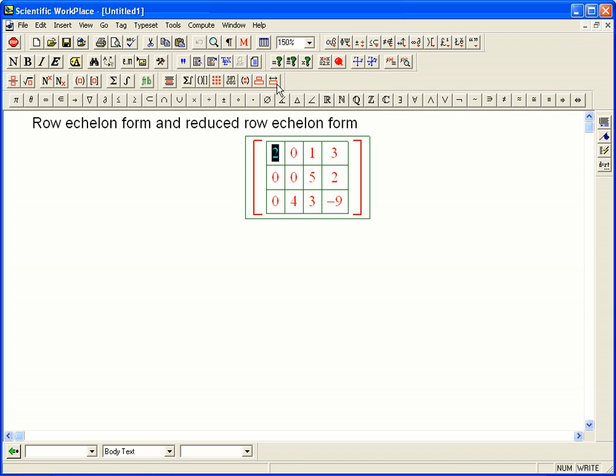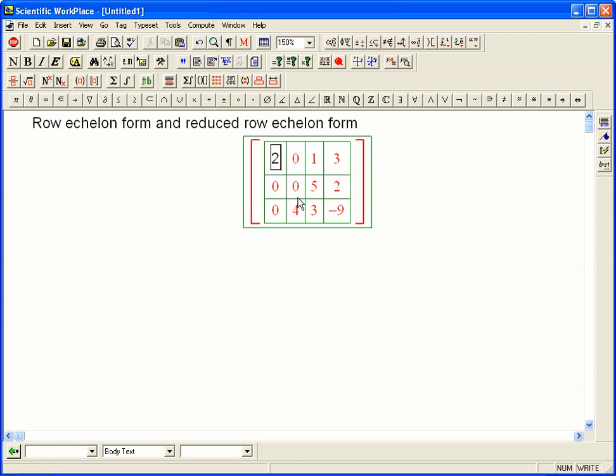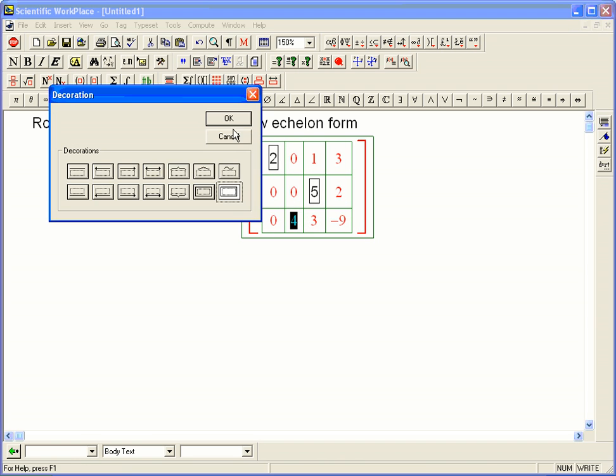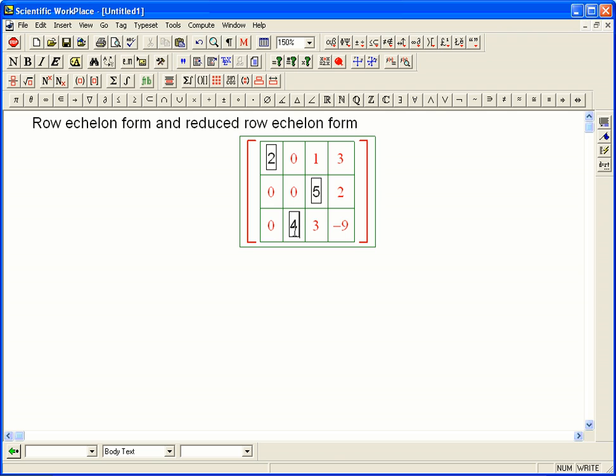So this one is the first non-zero entry in its row. It's a leading entry. This one is the first non-zero entry in its row. It's a leading entry. And this one is the first non-zero entry in its row. That's a leading entry. So you first start looking with a row-based attitude. You look row by row and you identify those leading entries.